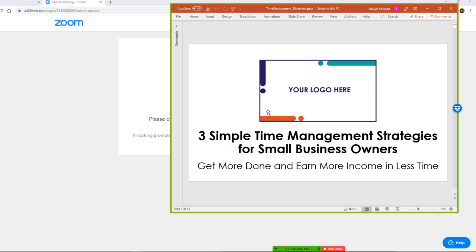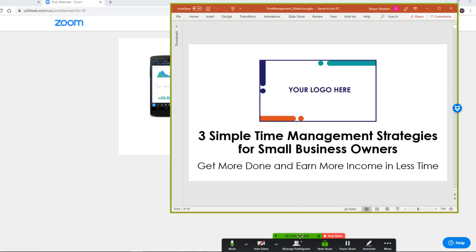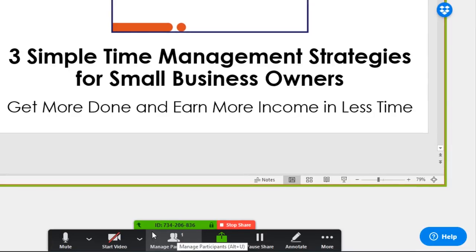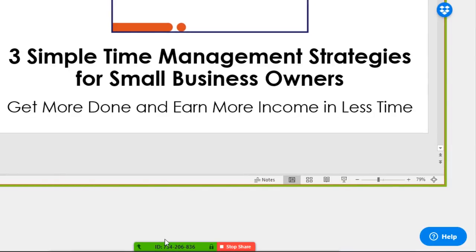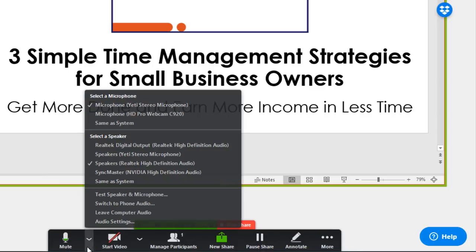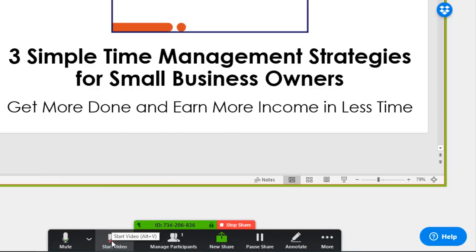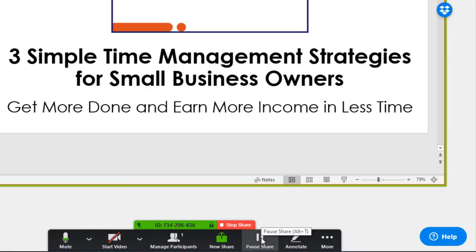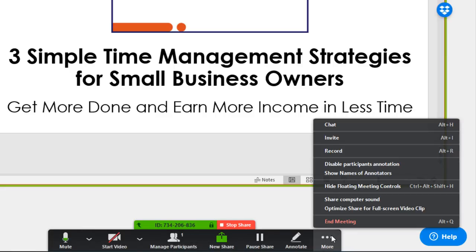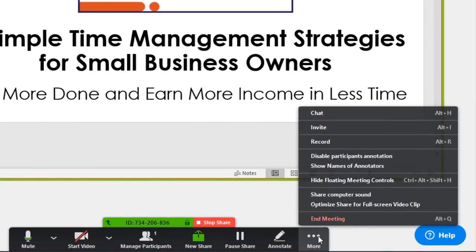I'm trying to do this based on if you just have one monitor versus two. Now, if you see down on the bottom here, when I hover over this, these are my controls. I take it away and it doesn't show. Hover over again and you'll see all my options. I can start my video again if I want. I can pause sharing the screen, or, in order to record now, you don't see that record button anymore. Since I'm sharing the screen, I'll have to go over to More and then hit record.